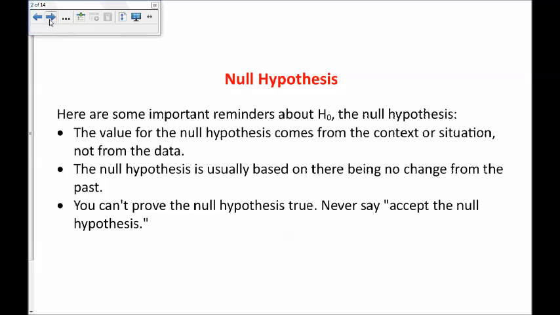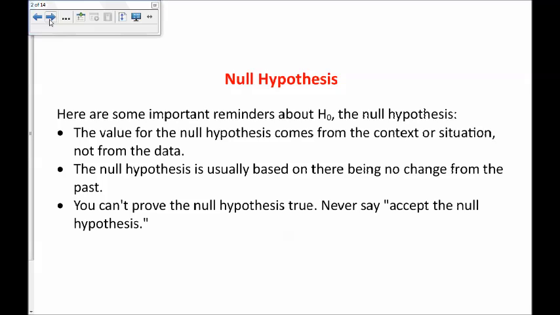So, the first thing is reviewing briefly what the null hypothesis is. It's very important that you have a very clear idea of what the null hypothesis is. So here are some important reminders about the null hypothesis. The value for the null hypothesis comes from the context or situation, not from the data. In fact, you should make your null hypothesis before you collect any data. Most commonly, it's based on there being no change from the past. The past history is it's been this. We've made some kind of a change, and we're seeing if the parameter has changed.